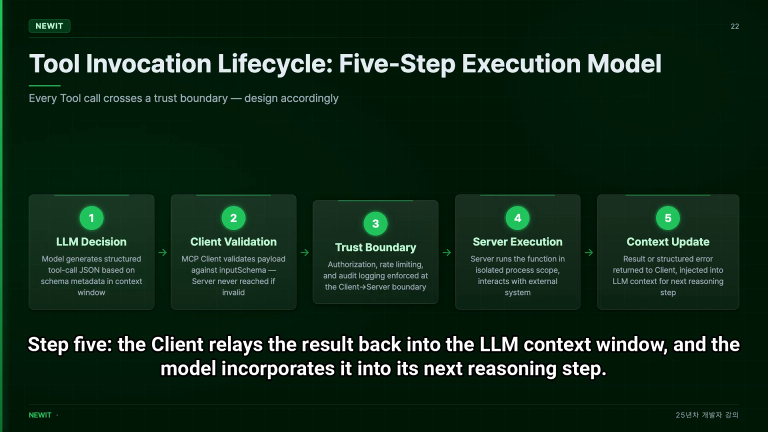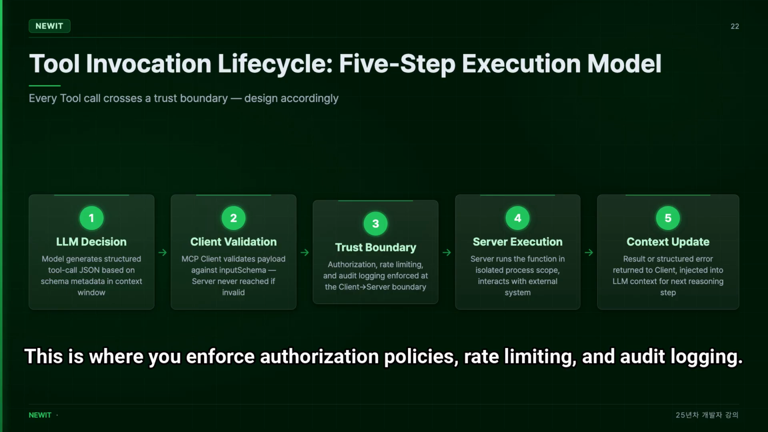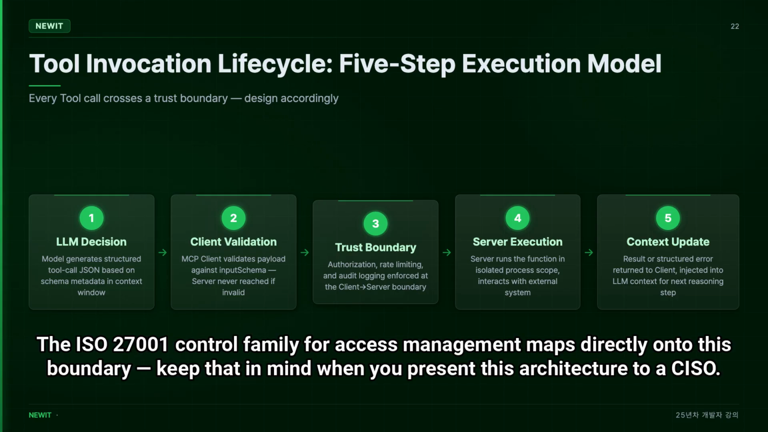Notice the trust boundary between client and server. This is where you enforce authorization policies, rate limiting, and audit logging. Any enterprise MCP deployment that skips this layer is building a security liability. The ISO 27701 control family for access management maps directly onto this boundary.